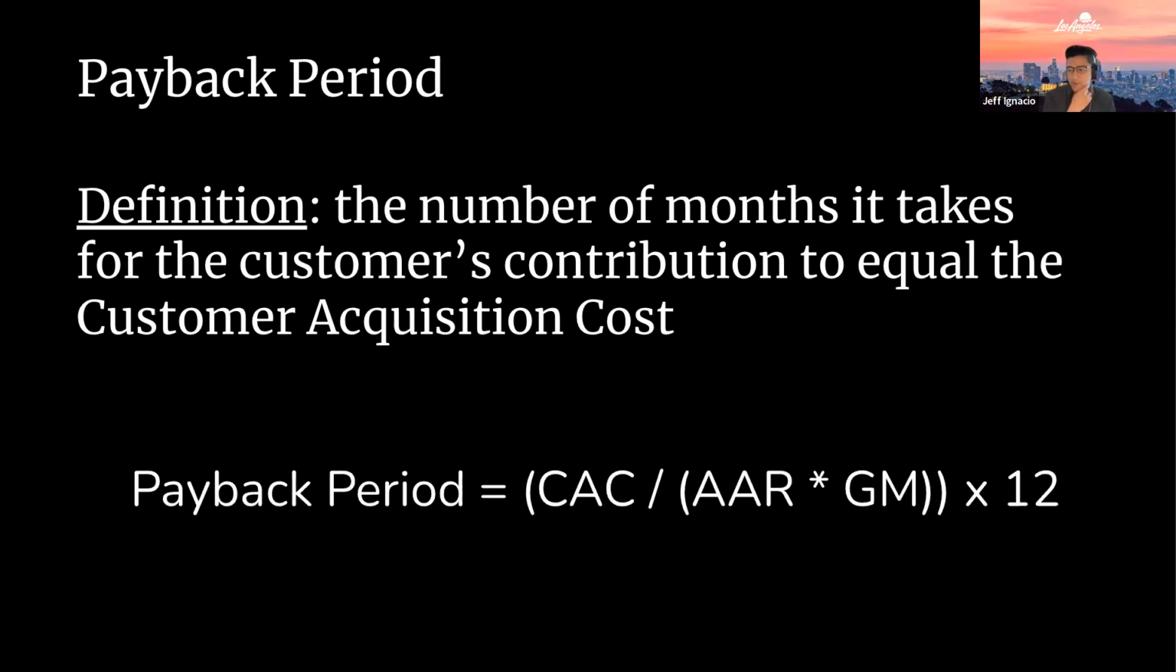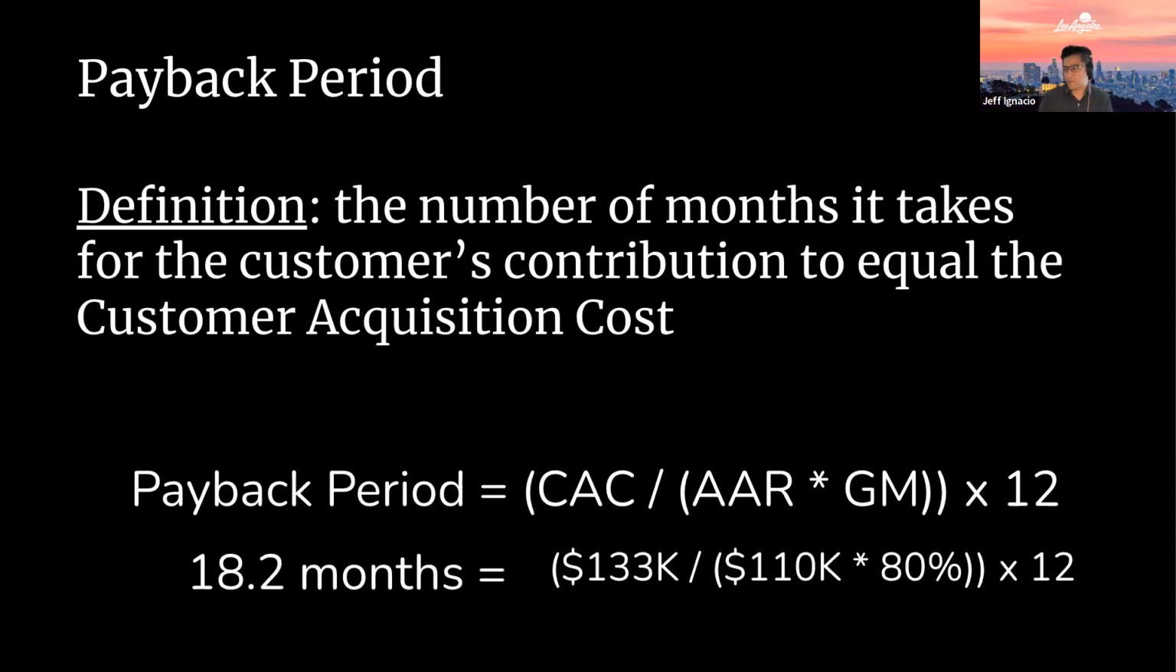You can also use a formula. You can take the CAC divided by your average annual revenue multiplied by your gross margin. That's your contribution margin, and multiplying that by 12. So in the example that we had here, 132K to acquire a customer, 110K per year with an 80% gross margin, you're going to see that this payback period is around 18.2 months.